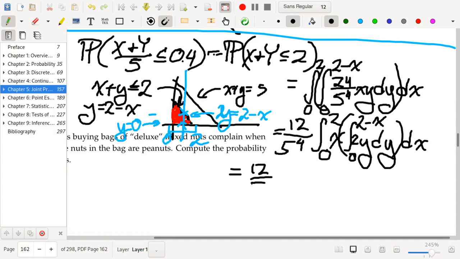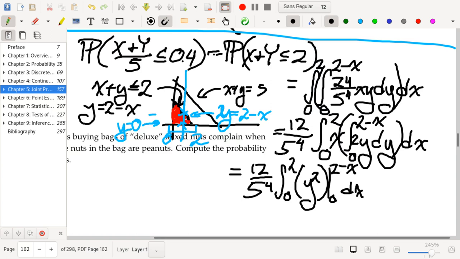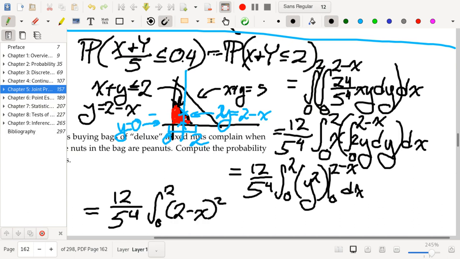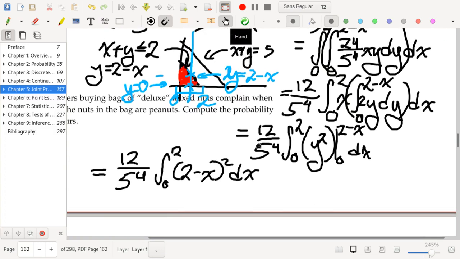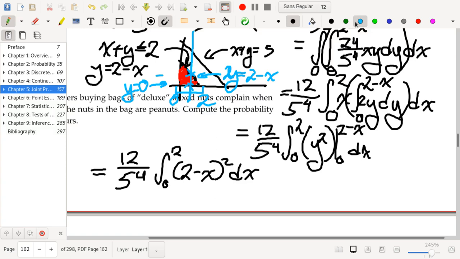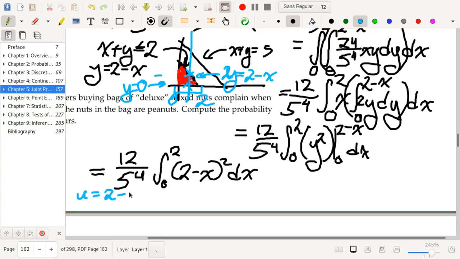So we'll get 12 over 5 to the power 4, and then we integrate from 0 to 2, and our antiderivative is going to be y squared, where y ranges from 0 to 2 minus x. So we're going to end up with 12 over 5 to the power of 4, the integral from 0 to 2 of 2 minus x squared dx. All right, so now we need to figure out how to integrate that. I feel like probably the best thing to do would be u substitution: u is equal to 2 minus x. So that means that du equals negative dx. The lower bound is going to be 2 minus 0, which is 2, and the upper bound is going to be 2 minus 2, which is 0.